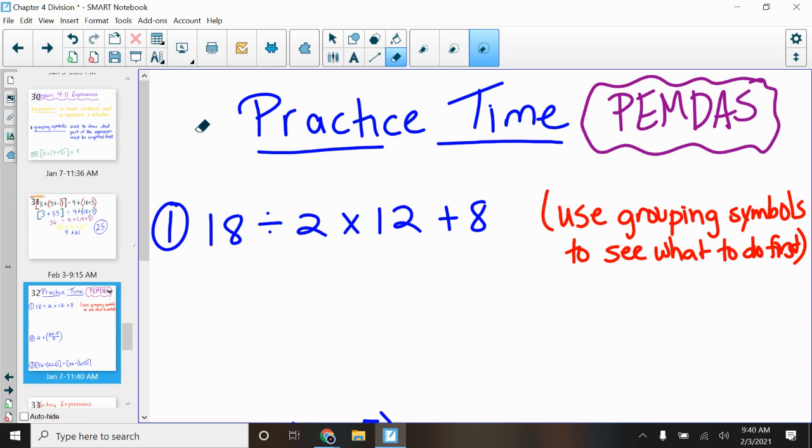Henry. 18 divided by 2. Thank you. Beautiful. Our grouping symbols should start right there. How many of you started there? Good, good. Why did we start there? Why did we start there, Henry? This is higher level thinking, being able to explain it to me. Why did we start there? The dividing goes before multiplication. Ooh.